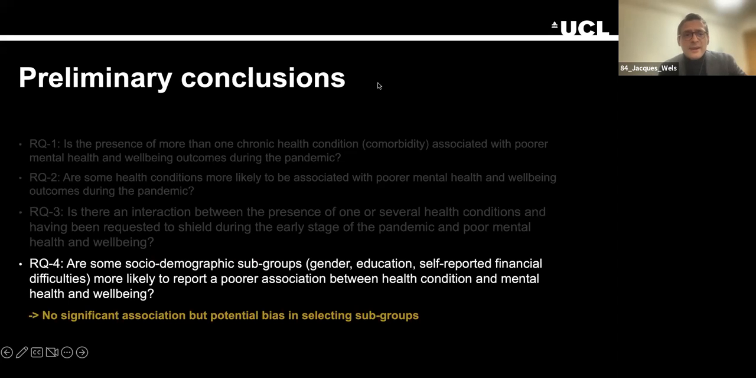And finally, is there a significant effect of financial well-being? No. We didn't find so far significant association, but there might be some potential biases in the way we've coded this financial well-being variable that we need to look at. So these are the findings we did so far. That's the work I did last night.